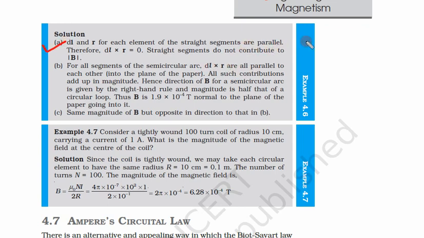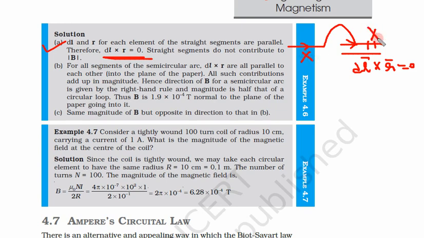For the first part, what we had seen is that this radius and this dl are both in the same direction. That means dl cross r is equal to 0. So that means these straight sections will not contribute to any magnetic field. Now let us see for this curved section.